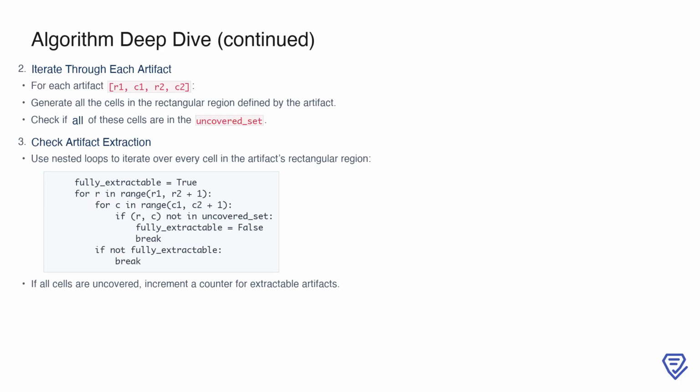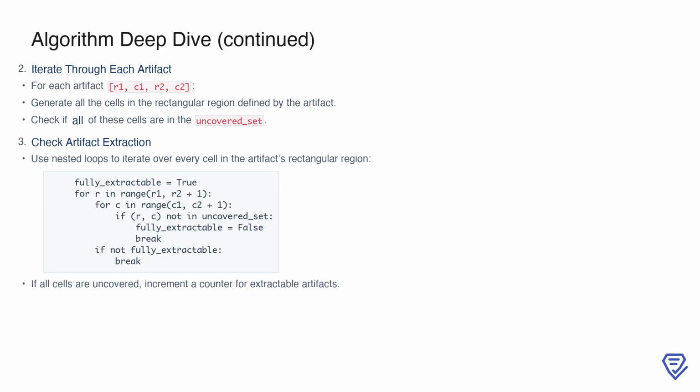Next, we focus on processing each artifact. For every artifact, identified by its top left and bottom right coordinates, r1, c1, r2, c2, we need to generate all grid cells it occupies. This involves iterating over the rows from r1 to r2 and the columns from c1 to c2. Once we generate these cells, we check if all of them belong to the uncovered_set.